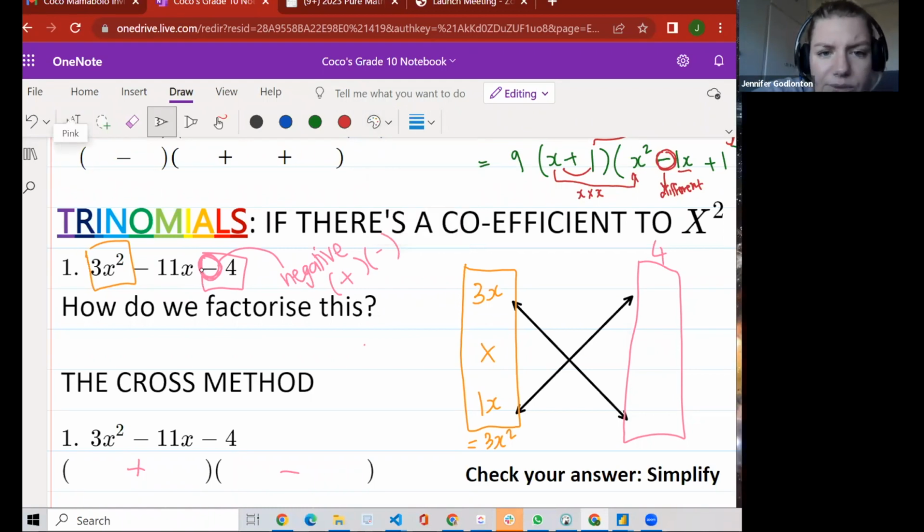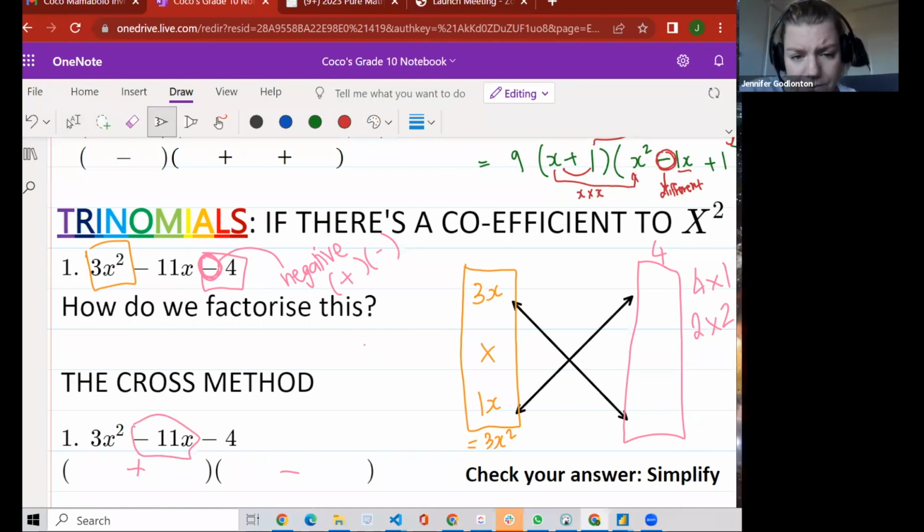Now we need to look at this 4. So who can give me different suggestions on how I can work out 4? What times what gives me 4? 4 times 1. Beautiful. Who can give me another suggestion? 2 times 2. Excellent. Those are our only 2 that we can work with. So now we need to try a little bit of experimentation. We need to do a little bit of trial and error. We need to pop these into our crisscross to see which one is going to work for us. Remember that our goal here is to get to that negative 11x.